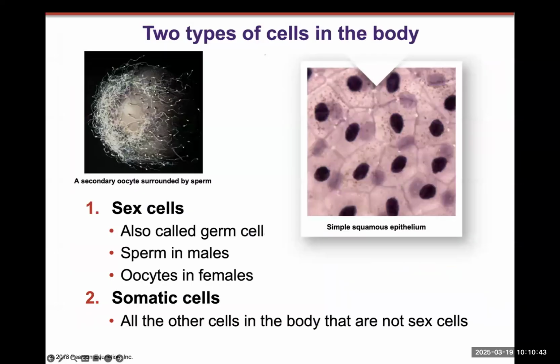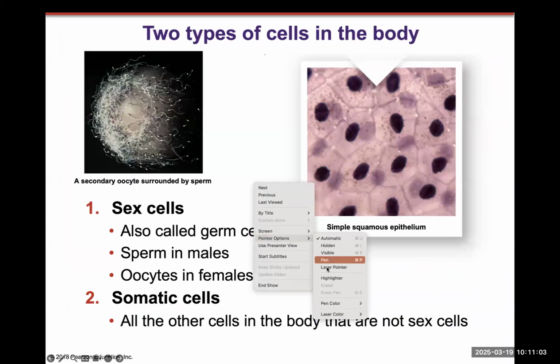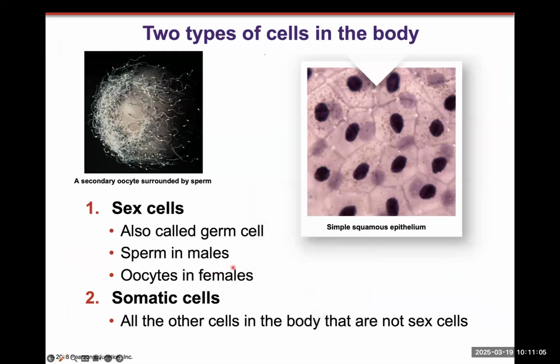Okay, so there are two types of cells, and one of them is called the sex cells, and those are going to be the gametes. In terms of humans and animals, we have two kinds. We have the sperm cell in males, and we have the oocyte or the ovum in females. The sperm cells are called spermatocytes. And sex cells have another name, also called germ cells.